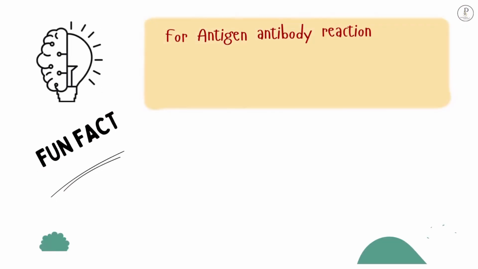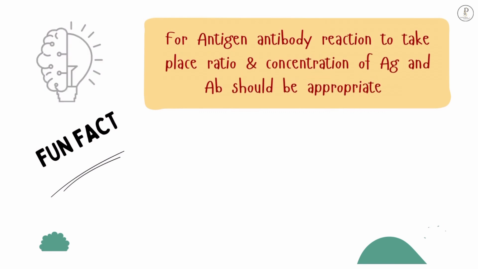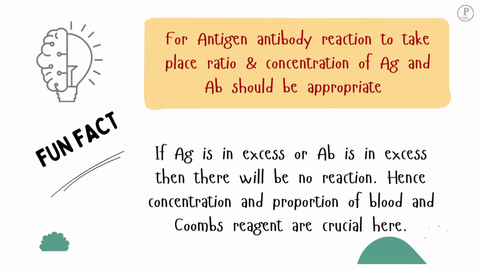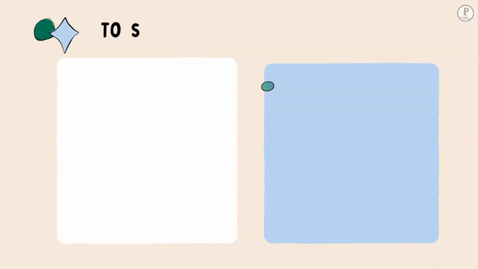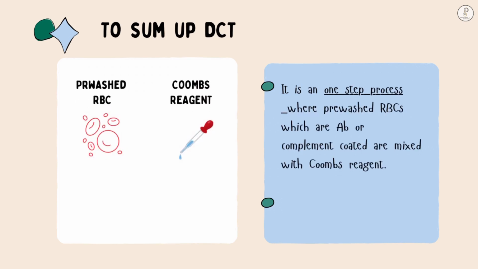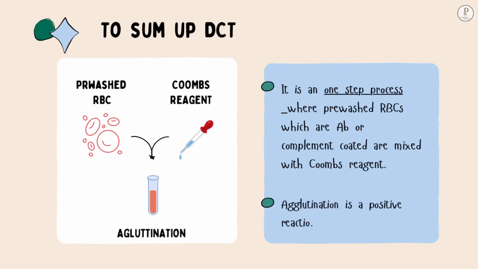Fun fact: for antigen and antibody reaction to take place, ratio and concentration of antigen and antibody should be appropriate. If antigen is in excess or antibody is in excess, then there will be no reaction. Hence, concentration and proportion of blood sample and COOMBS reagent are crucial here. So, to sum up DCT method, it is a one-step process where pre-washed RBCs, which are antibody and complement coated, are mixed with COOMBS reagent. Agglutination is a positive reaction.